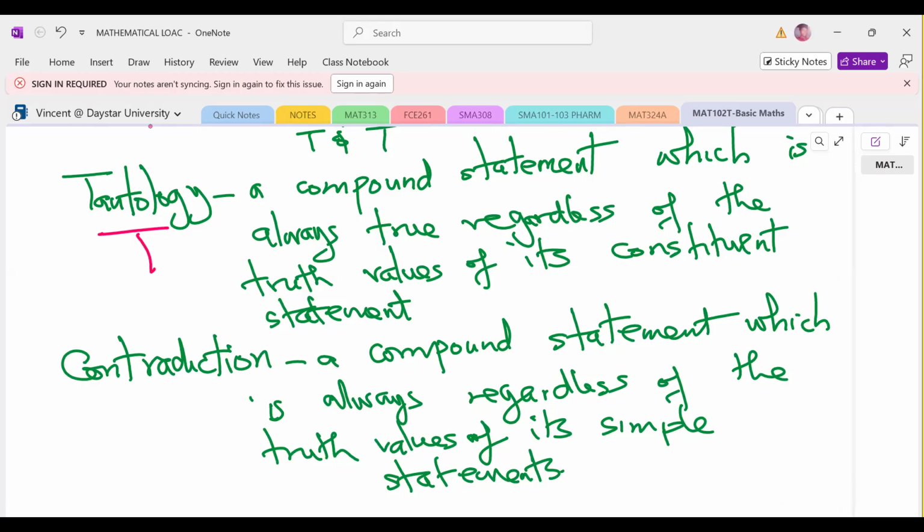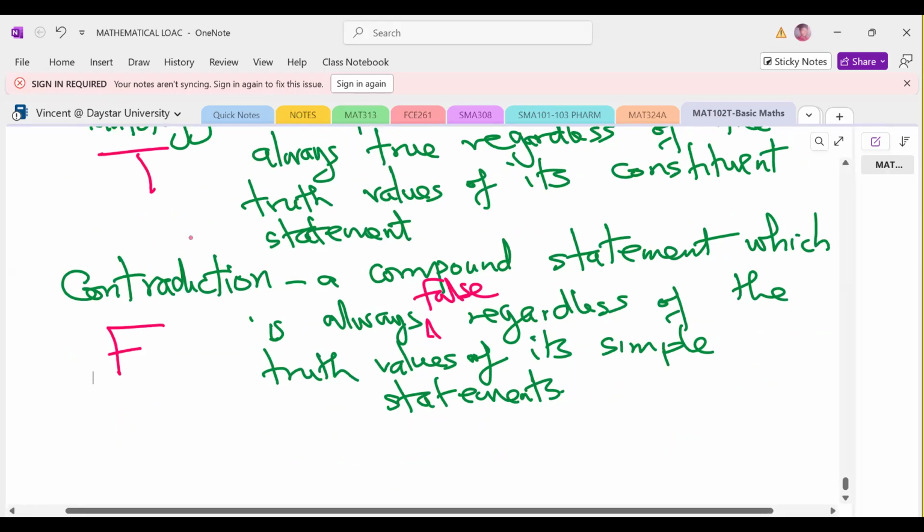So you always get, which is always false, regardless of the truth values of its simple statements. So for the case of a contradiction, when you draw a truth table, then the column for the compound statement will have everything to be an F. Okay?